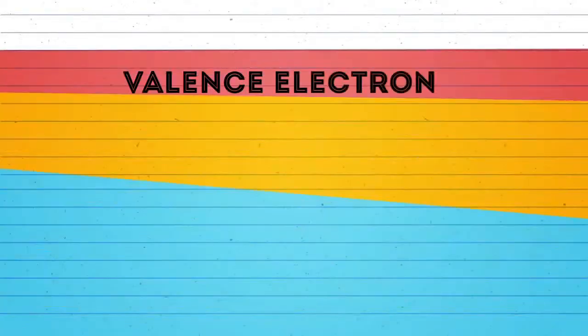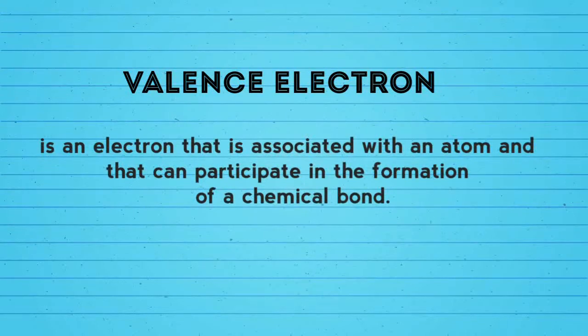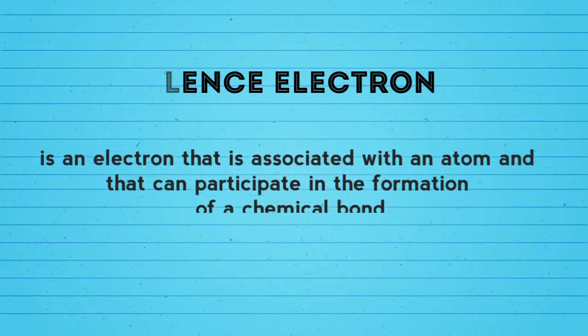Second, valence electrons. A valence electron is an electron that is associated with an atom and that can participate in the formation of a chemical bond. Later, I will give you a tip on how to identify the valence electrons of every element. So make sure to watch this video to the end.